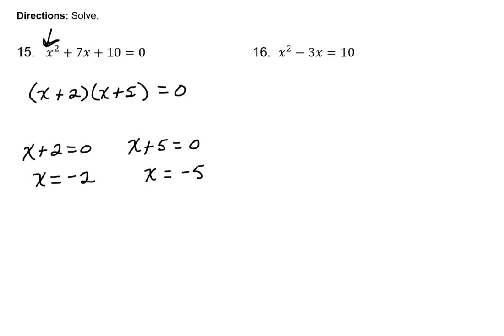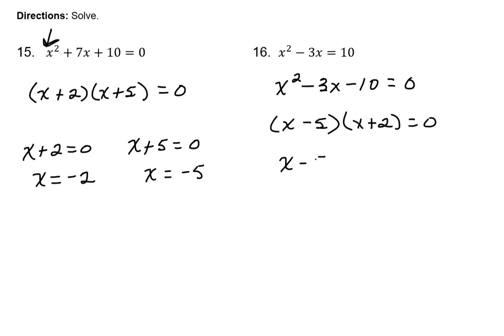Okay, with problem 16, notice that this is not set equal to 0. So I have to get that 10 over on the left-hand side, so it ends up being minus 10. So from here, I can factor. So I get x minus 5 times x plus 2. Then I'm going to set each factor equal to 0 and solve. So I end up with 5 and negative 2 for my answers.